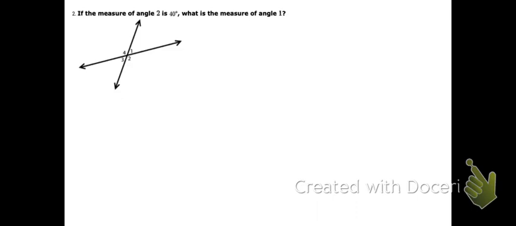So here, question 2. It says if the measure of angle 2, which is right here, is 40 degrees, what is the measure of angle 1, which is right here? So what do we notice about angle 2 and angle 1? Do you see that they form a straight line? A straight line is equal to 180 degrees total. So the green angle plus the yellow angle equals 180 degrees. So what number plus 40 equals 180 degrees?